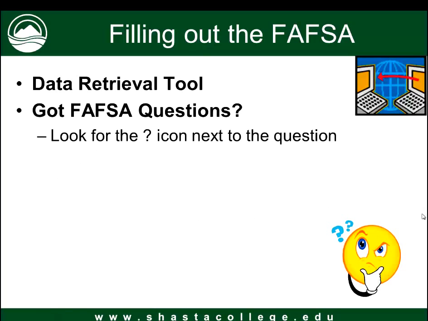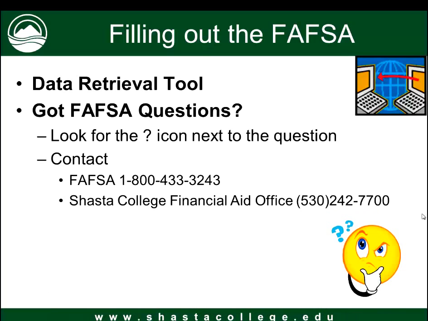If you still have questions, you can contact FAFSA at 1-800-433-3243 or the Shasta College Financial Aid Office at 530-242-7700. Keep in mind that when you call in or email with a question to the Financial Aid Office, we are only able to provide general information. If you would like more specific information to your current status, please come into the Financial Aid Office with a valid picture ID or utilize ASFA at one of the extended educational sites.